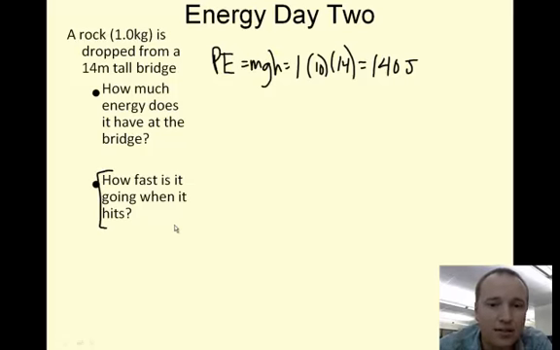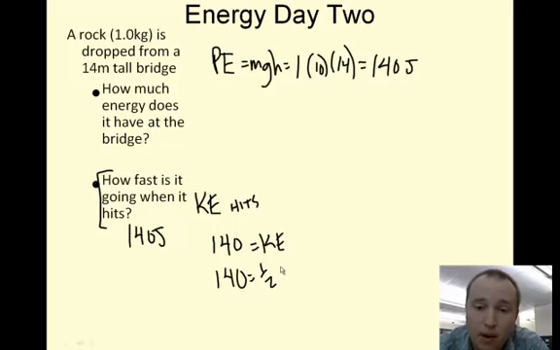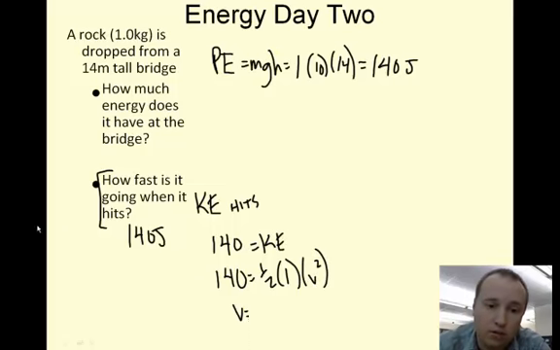Next question, how fast is it going when it hits? Let's talk about what type of energy it has. The type of energy it has is kinetic energy when it hits. And it started with 140 joules, so it needs to have 140 joules when it hits. So I can say that the kinetic energy is 140. So I could say 1/2 mass velocity squared. So I get a velocity of some beautiful number.